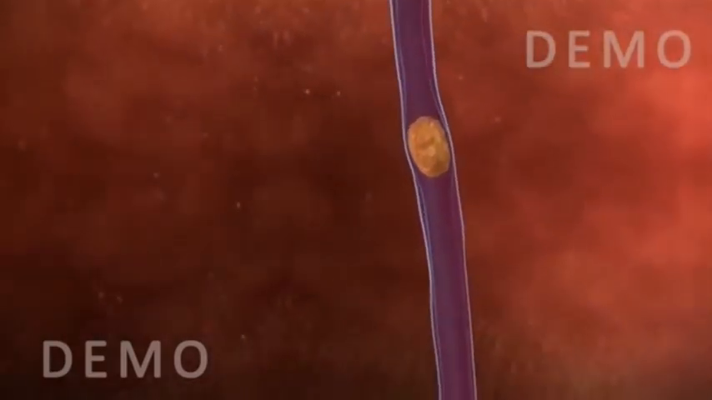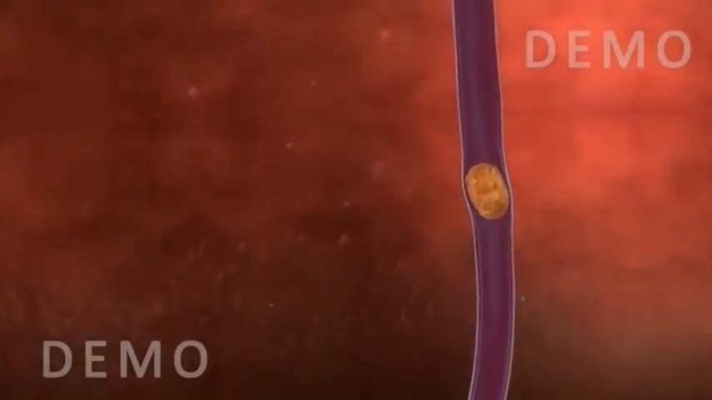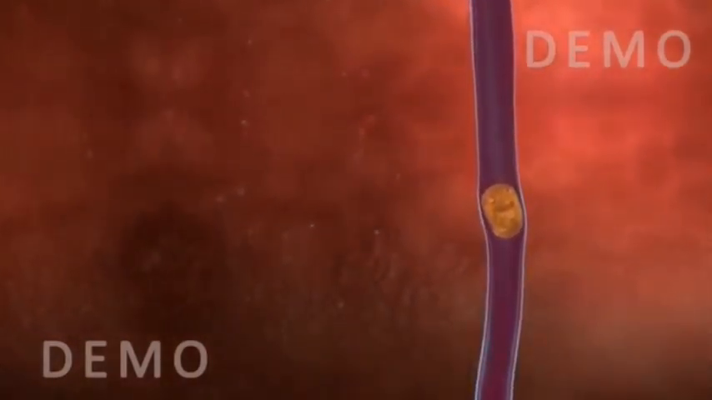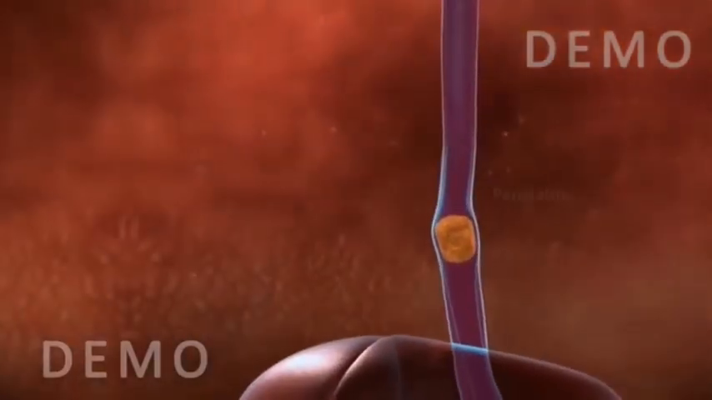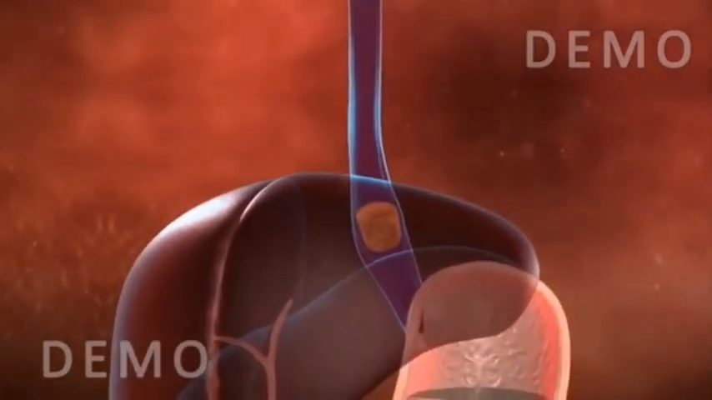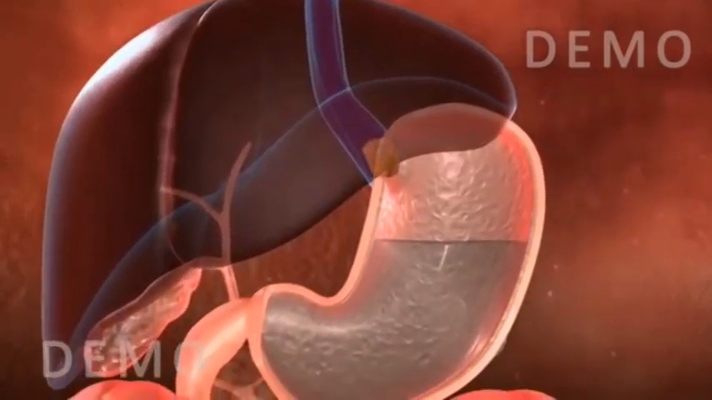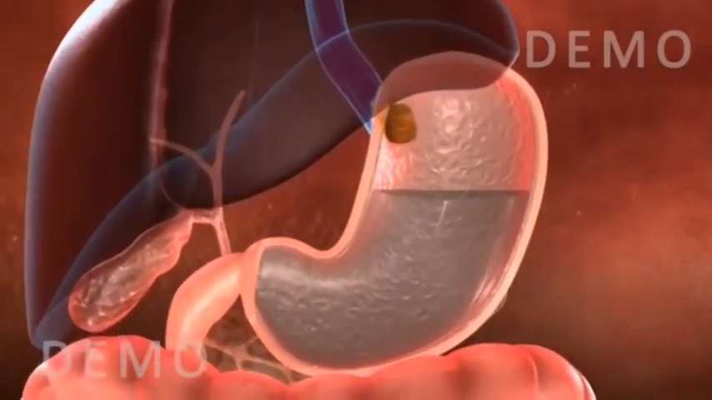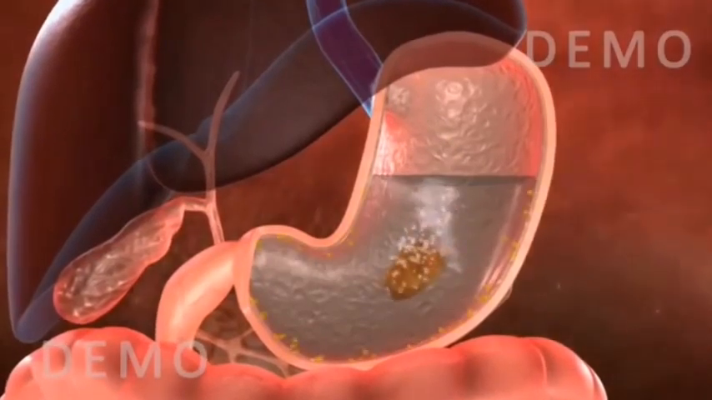So you can see the food passes in a wavy motion through the esophagus into the stomach. Now the food reaches the stomach. The stomach is a thick-walled J-shaped bag. The stomach is the widest part of the alimentary canal.